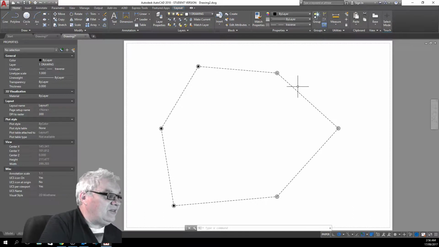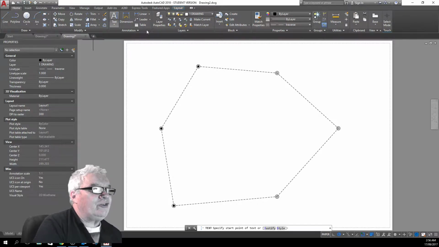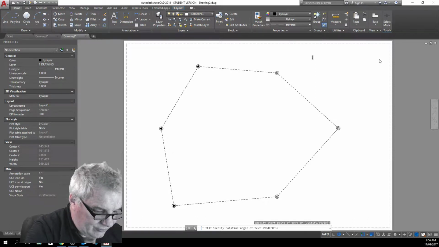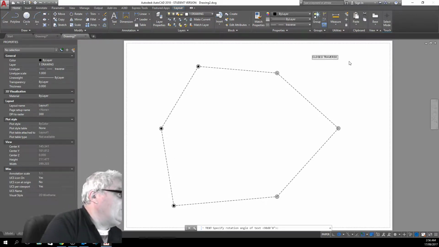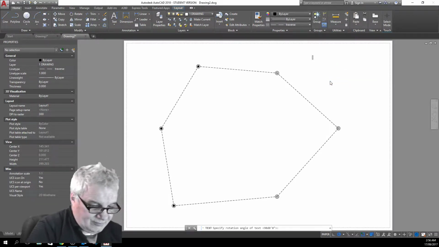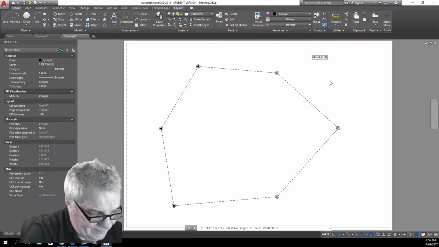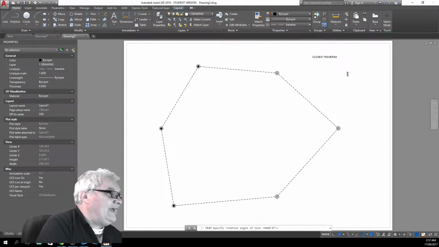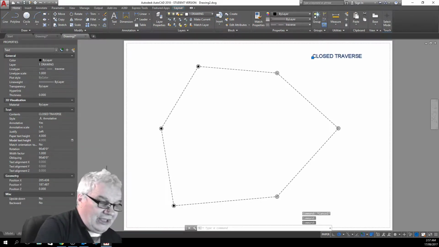Now this here is what we call a closed traverse. I'll just put some information up here: closed traverse. Okay, so put that there. That's a little bit small, so I'm going to make that 4 millimeters high instead of 2. So there's a closed traverse.